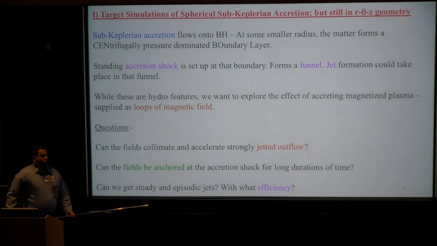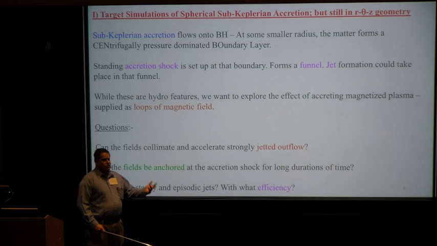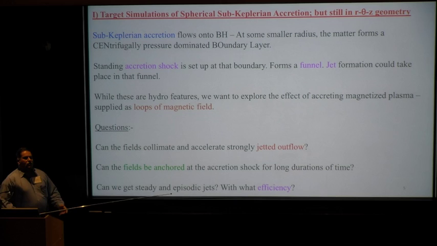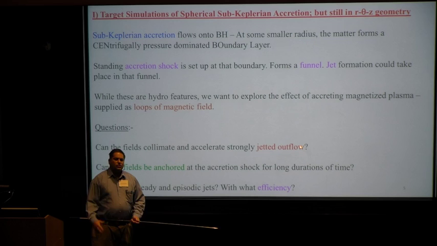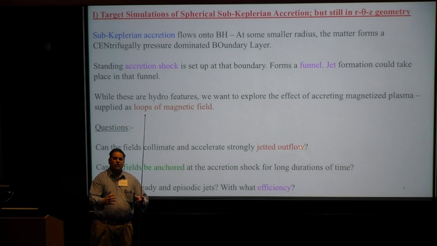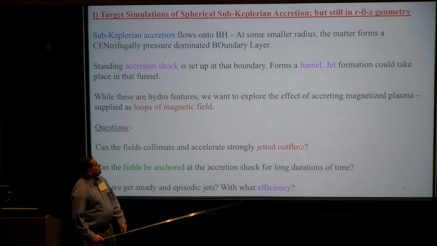One of the things that people who study X-ray accretion onto black holes study is sub-Keplerian accretion. In other words, in those problems, the matter rains down on the black hole in a sub-Keplerian fashion. And what happens is that it eventually hits the centrifugal barrier. Where it hits the centrifugal barrier, it shocks. It forms a pressure-driven boundary layer. And that pressure-driven boundary layer is a static structure. It basically forms a funnel.